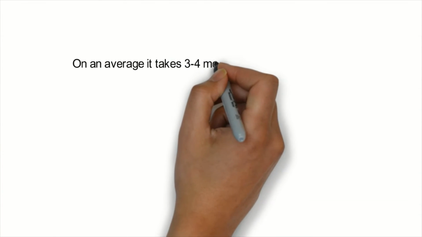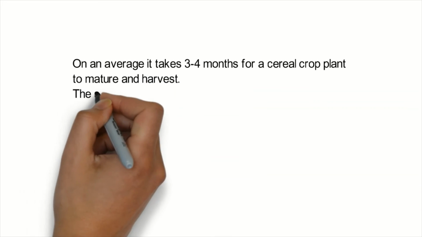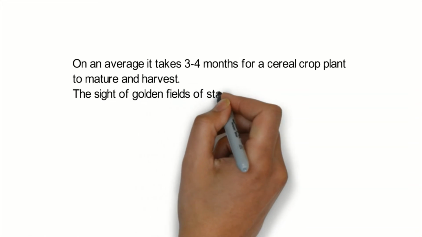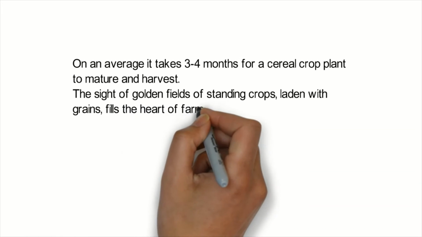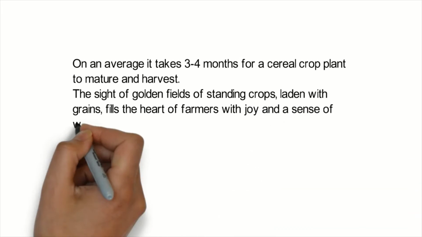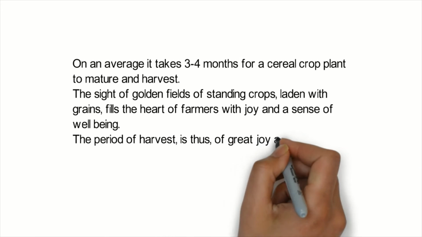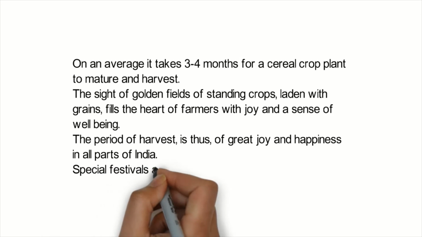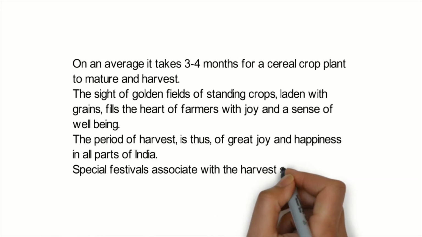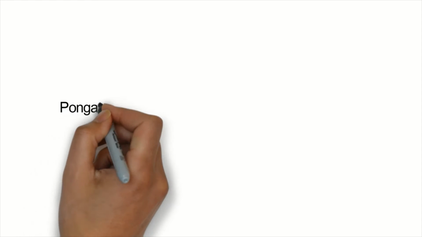On an average, it takes 3 to 4 months for a cereal crop plant to mature and harvest. The sight of golden fields of standing crops laden with grains filled the heart of farmers with joy and sense of well-being. The period of harvest is thus of great joy and happiness in all parts of India. Special festivals associated with the harvest season are as follows.